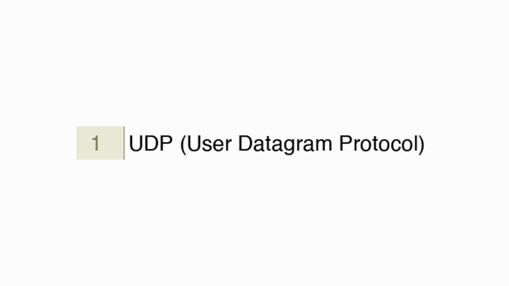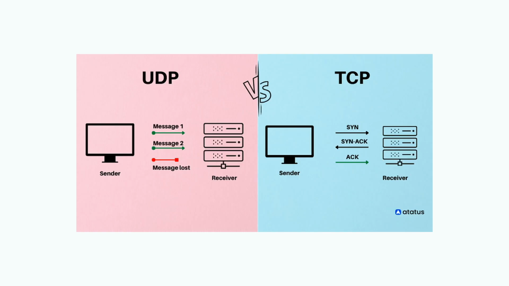UDP is a connectionless protocol used for transmitting data. UDP, or User Datagram Protocol, is a member of the same protocol suite as TCP. However, UDP is known for its simplicity and speed, but it is also considered an unreliable connectionless protocol. Unlike TCP, UDP does not conduct delivery checks and operates under the principle of fire and forget. Similar to TCP, UDP is also a transport layer protocol.